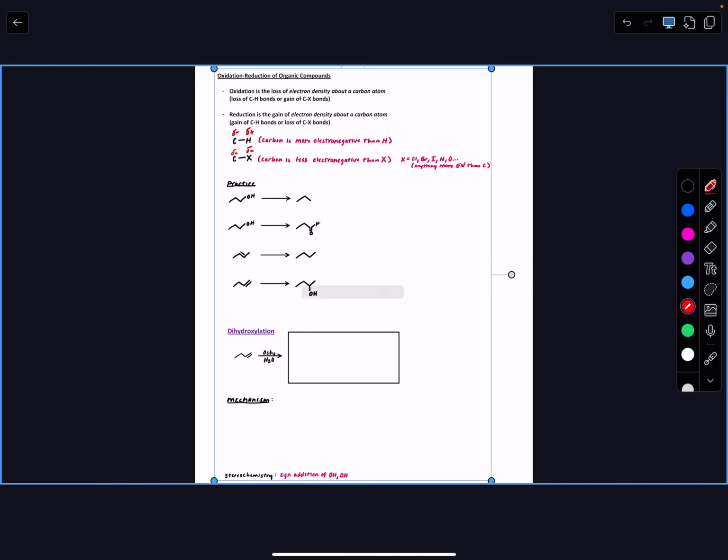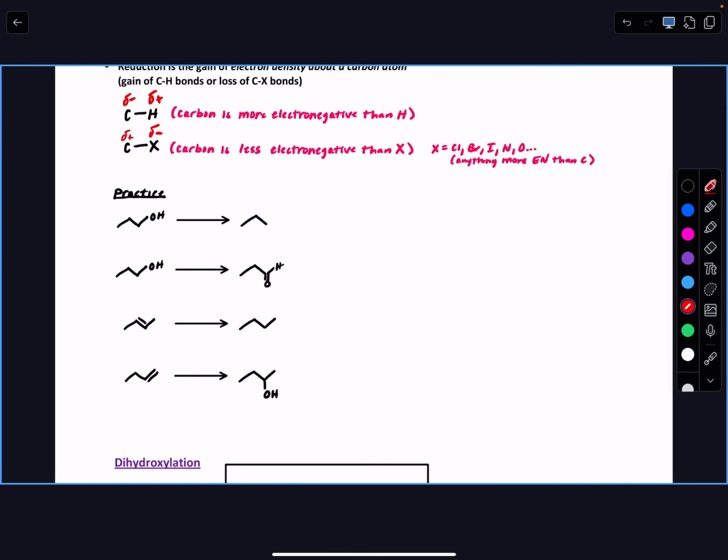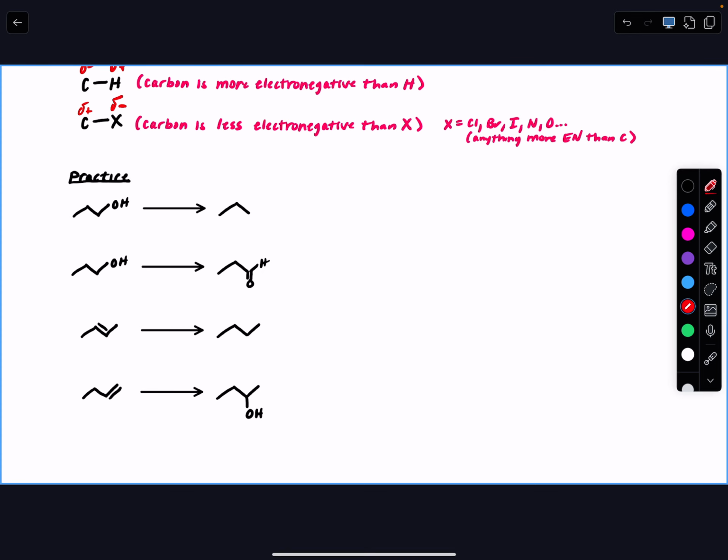So let's take a look at the very first reaction here. Is that one oxidation or reduction? So you basically want to count up how many carbon-X bonds are gained and how many carbon-H bonds are gained or lost. Yeah, that's a reduction reaction. So I had a bond between carbon and oxygen, and then that's gone, and it's been replaced by a bond to carbon and hydrogen. So here not only are we losing the carbon-X bond, but we're gaining a C-H bond, so everything is in the direction of that being a reduction.